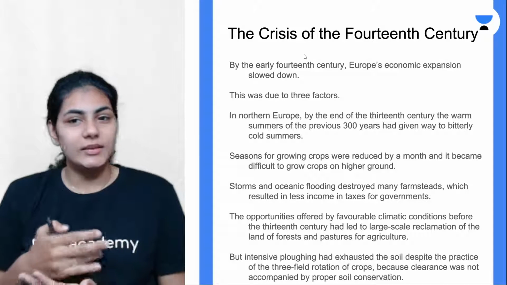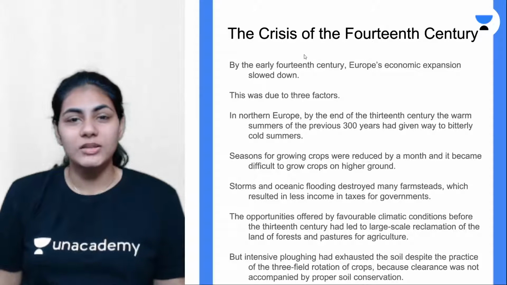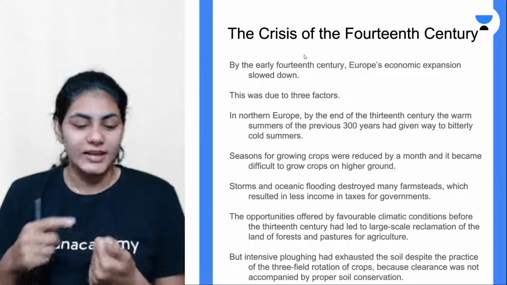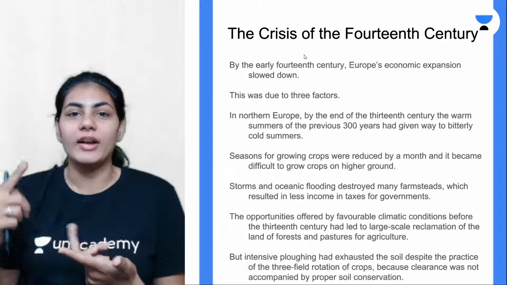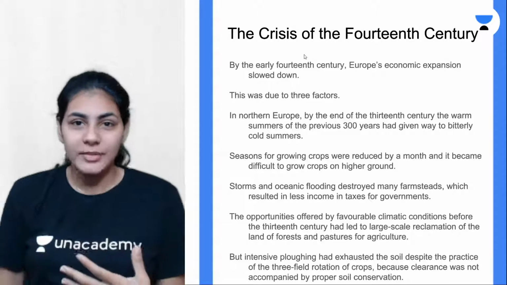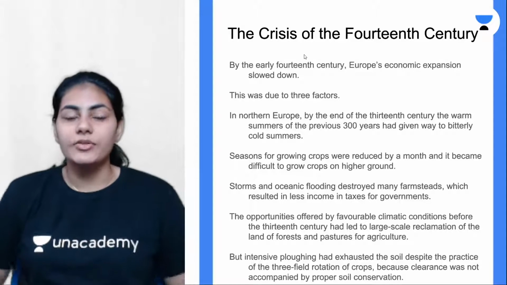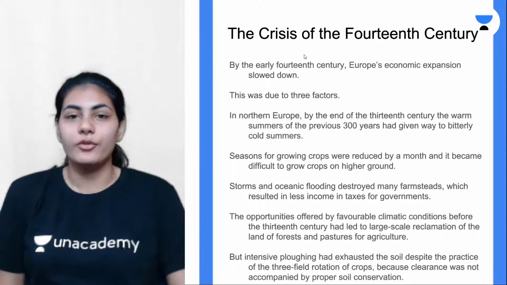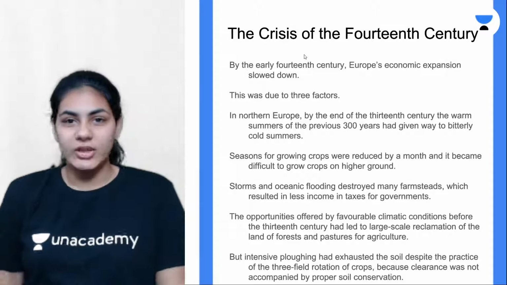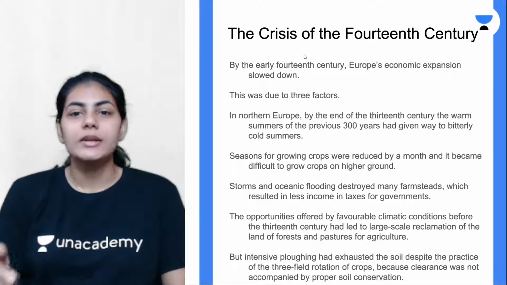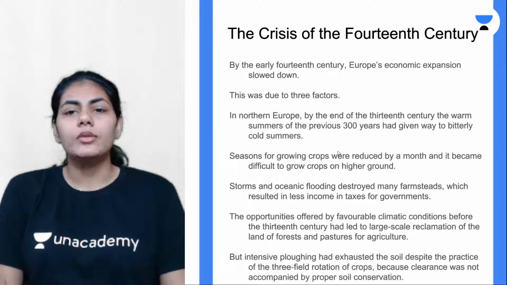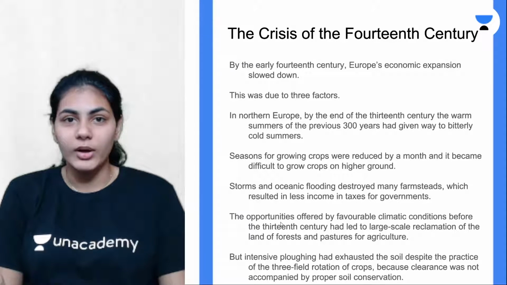All this crisis is coming from all sides: natural factors, economic factors, political factors, man-made factors. Several different categories of them, and we'll be discussing each one of them in detail in today's class. So we'll start off with the economic one first.